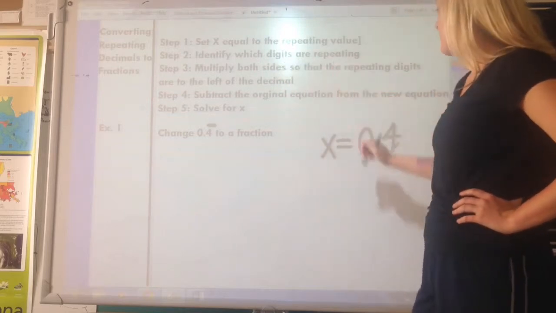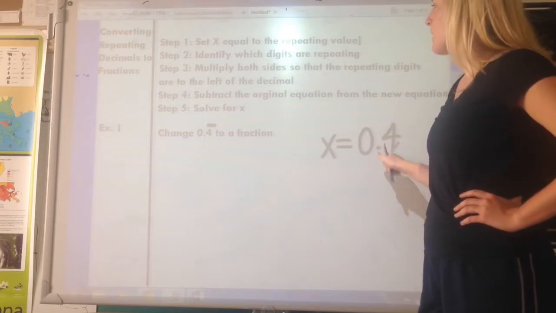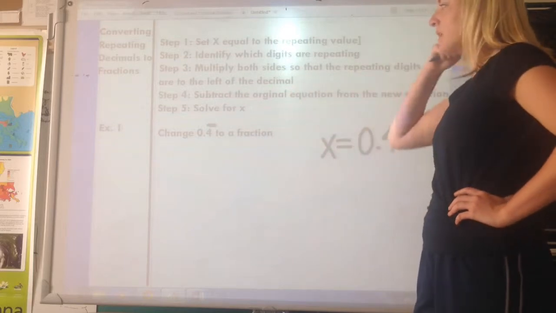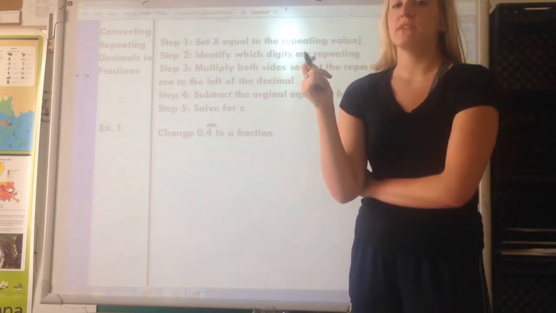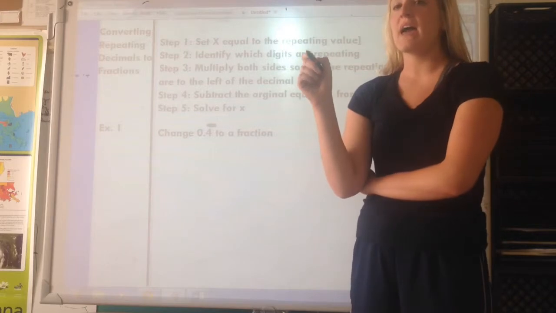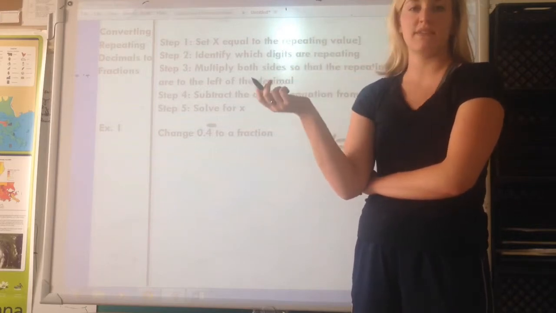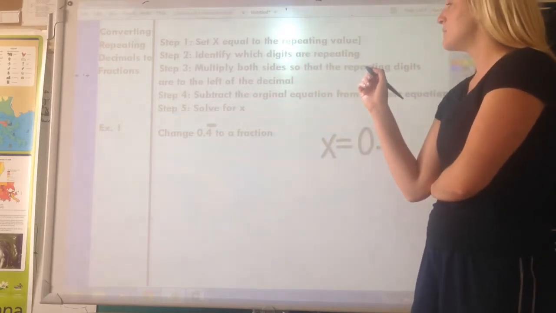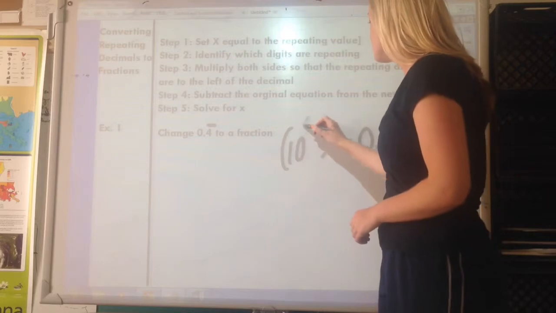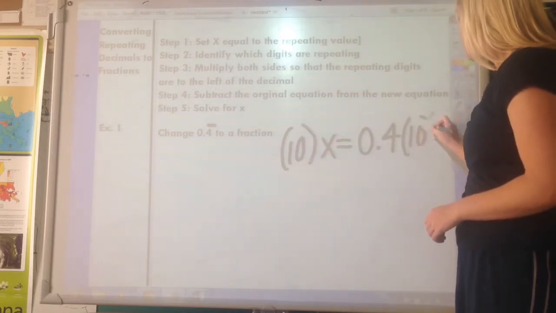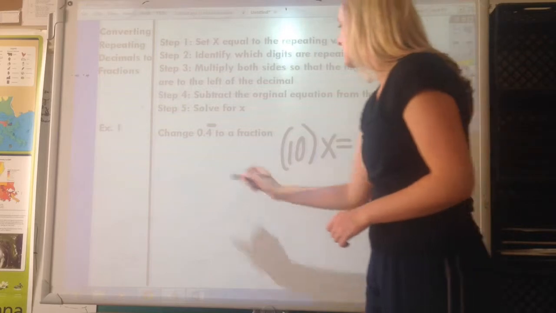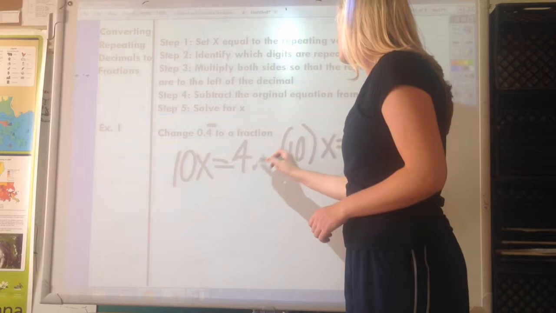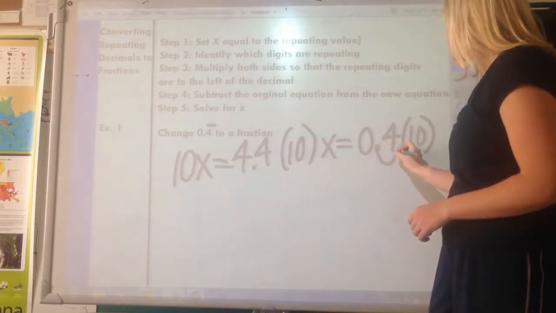Identify which digits are repeating. Well, I know the 4 is repeating. Multiply both sides so that the repeating digits are to the left of the decimal. You'll recall from scientific notation, if I want to move a decimal, I have to multiply by 10, which in scientific notation would be the equivalent of adding an exponent. We don't have exponents here, so all we have to do is multiply both sides by 10 to move my decimal. All right, so that brings us out to 10x equals 4.4 repeating.